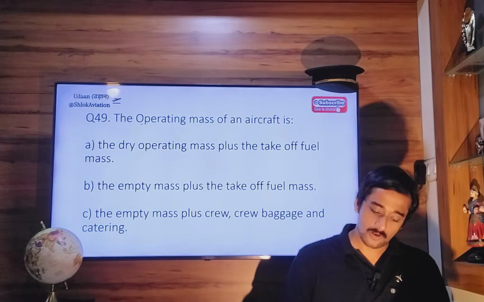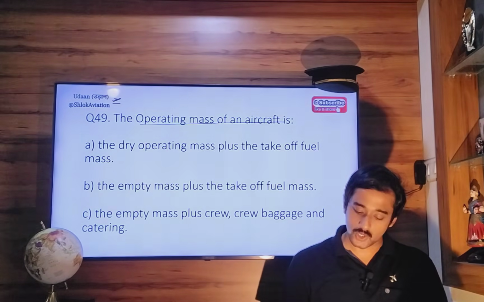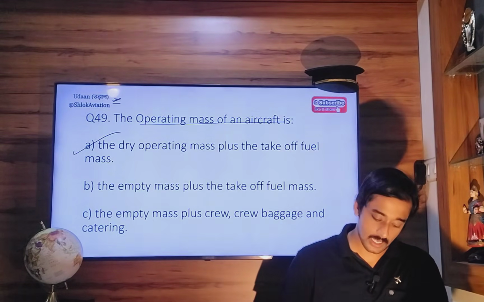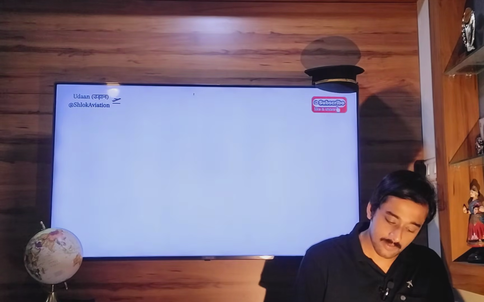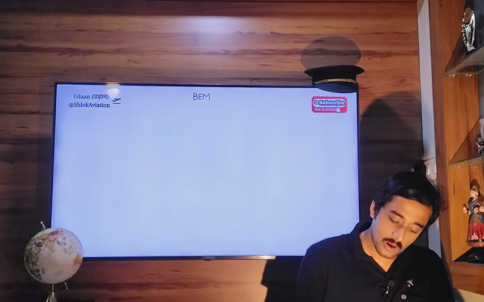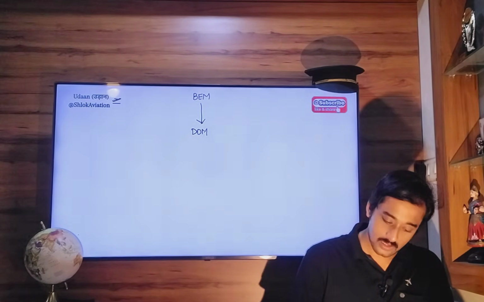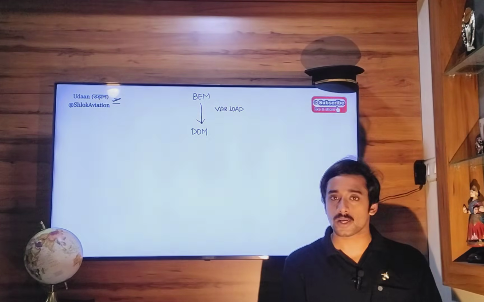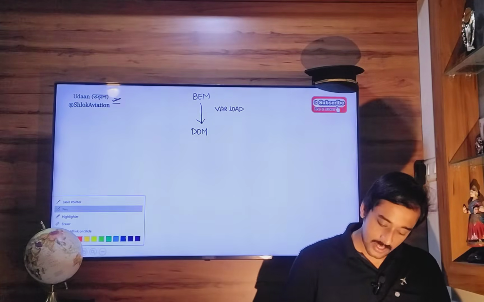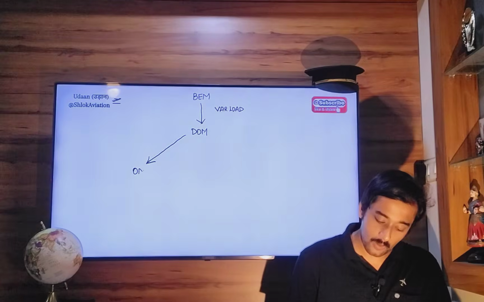The operating mass of an aircraft is DOM plus takeoff fuel, which is empty mass plus crew plus baggage plus catering plus takeoff fuel. So option Alpha. Remember this. You start with basic empty mass. When you add variable load to that, you get dry operating mass. Variable load includes crew, baggage, food, water, catering, etc. When you add takeoff fuel or fuel on board to dry operating mass, you get operating mass.